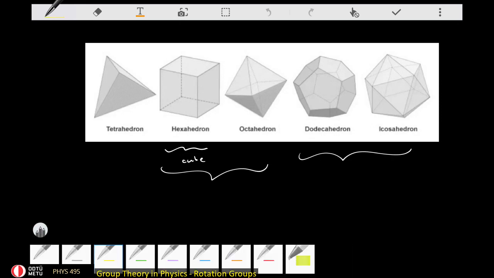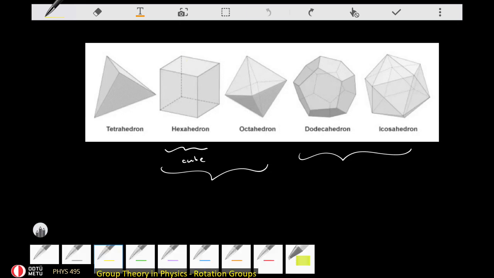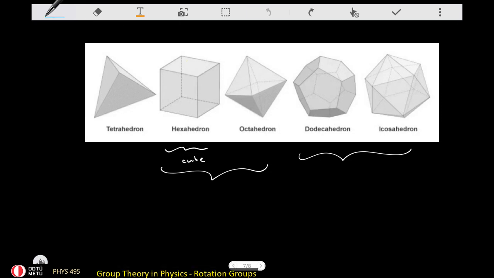I'm just going to use a yellow color in here. So you can see that the cube had 6 faces. I think I'm going to use a color like that, blue, for example. The cube had 6 faces, whatever. So the octahedron has these 6 vertices. So I'm going to erase now. The cube has 8 vertices.